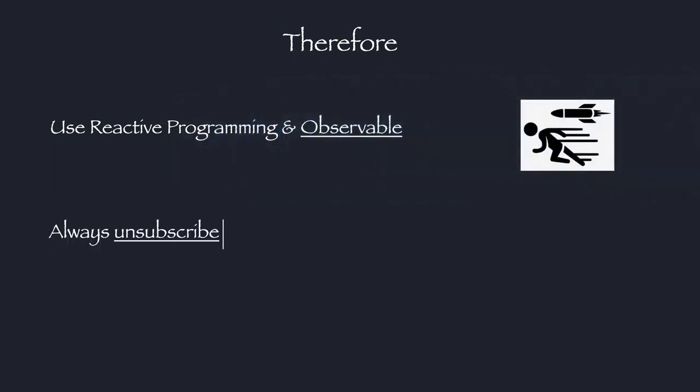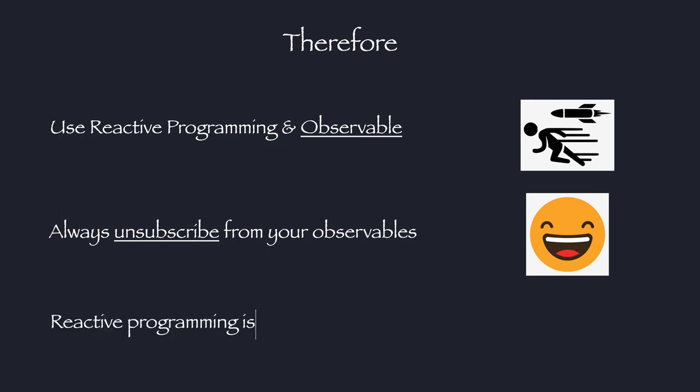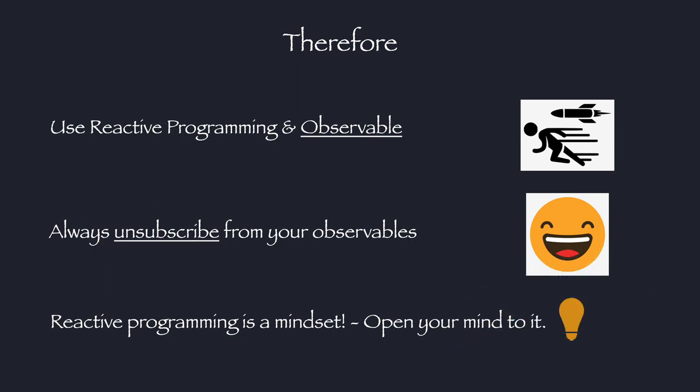Always unsubscribe from your observables when the component is destroyed or your code goes out of context. Remember, double unsubscribing has no impactful penalties, but not unsubscribing could have a devastating effect on your software. Remember, reactive programming is a mindset. Open your mind to it, and everything will fall into its right place.